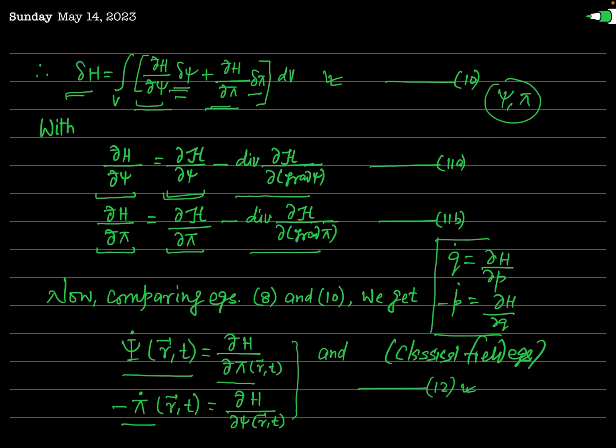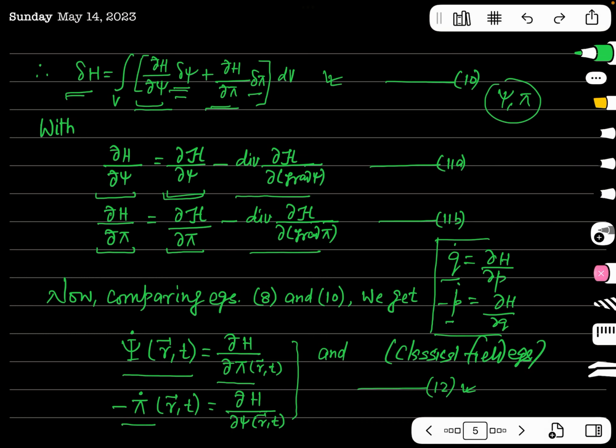But where in the classical Hamiltonian equation there is Q dot, in this field equation there is psi dot, and in place of P dot there is pi dot. And in place of the partial derivative, here there is the functional partial derivative. So these two equations are actually the classical field equations in terms of the Hamiltonian of the field.